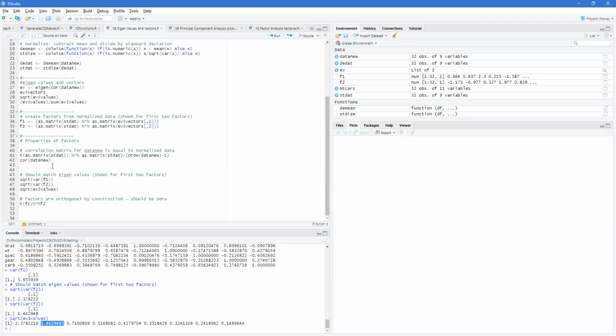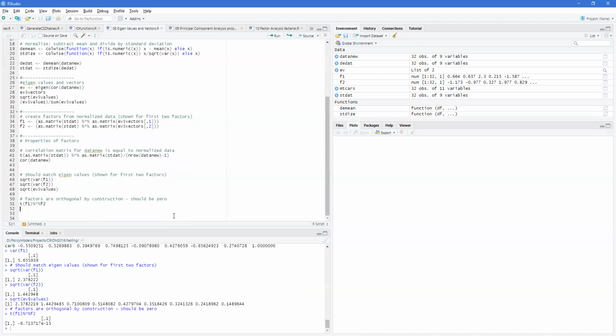Now, the other property of factors developed from the eigenvectors is that they should be orthogonal. So if I take the first one and transpose it and multiply it by the second one, I get something which is down to machine zero. And this is double precision, so e to the minus 15 is essentially 0 according to the machine code at this point.